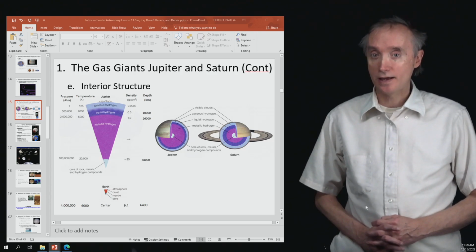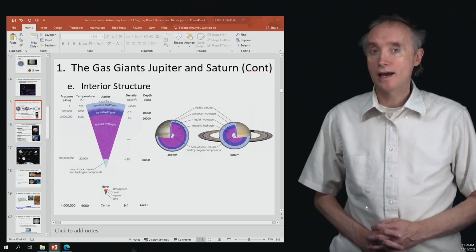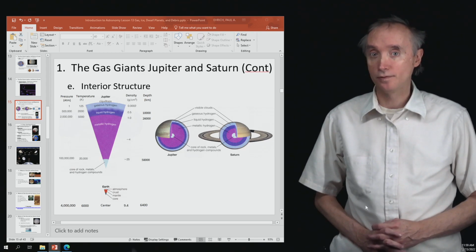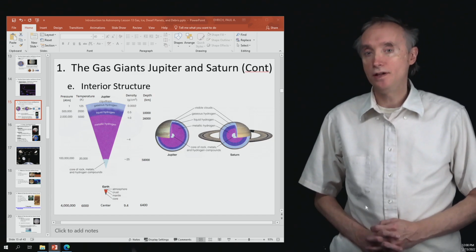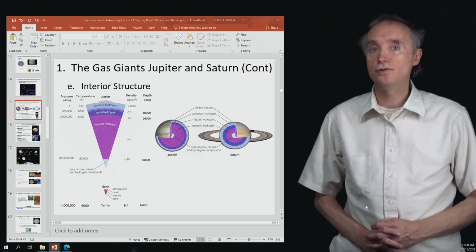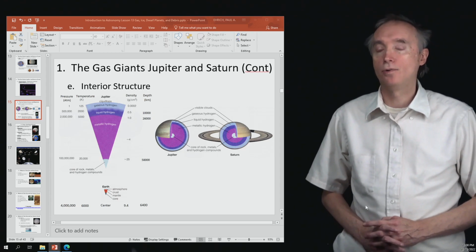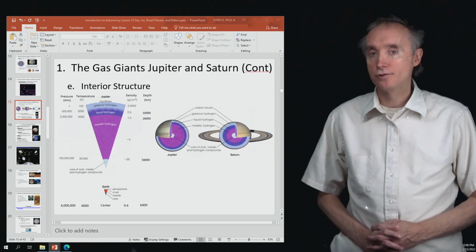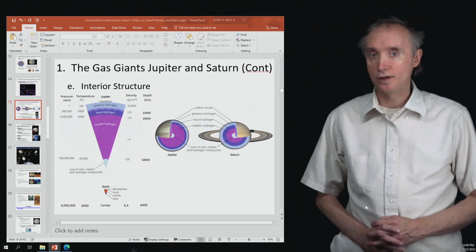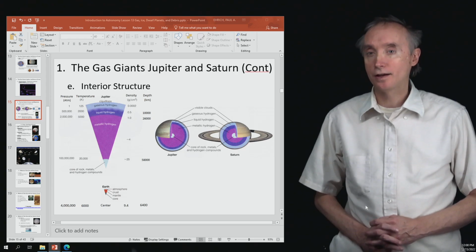So eventually, at a certain depth inside of Jupiter, the pressure is so great that the gaseous hydrogen changes into liquid hydrogen. And then as you go even deeper into Jupiter, that liquid hydrogen changes into metallic hydrogen. Now don't get the idea that when this liquid hydrogen changes into metallic hydrogen, it's going to look like a metal and be hard and silvery. So what do we mean by metallic hydrogen?